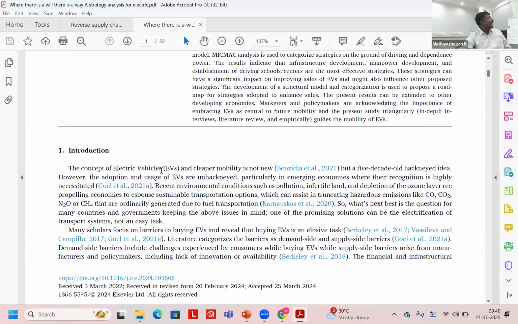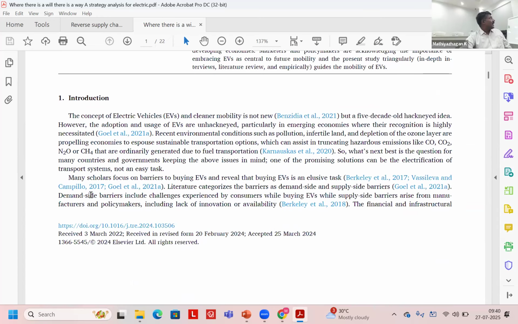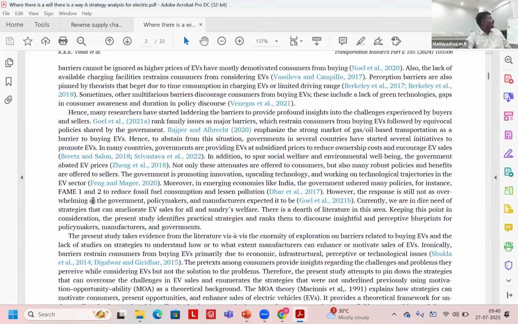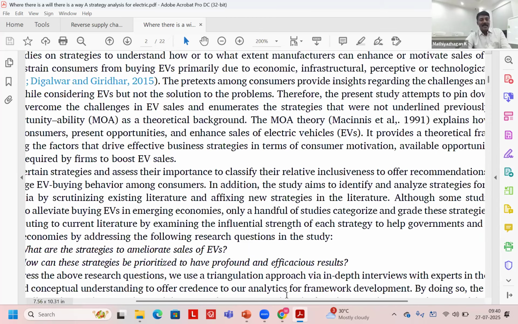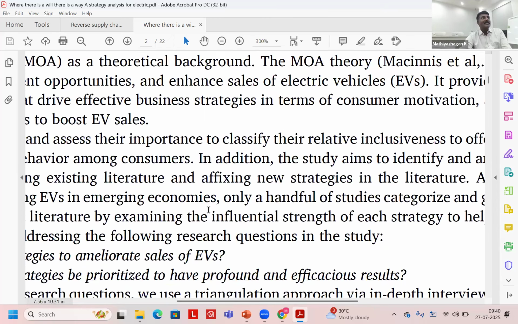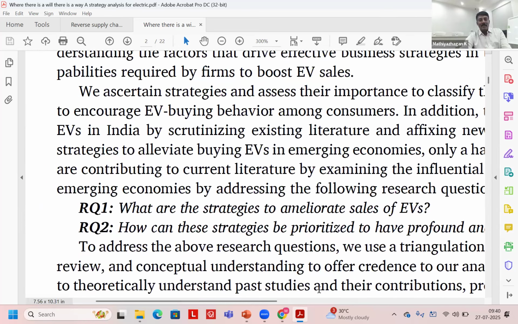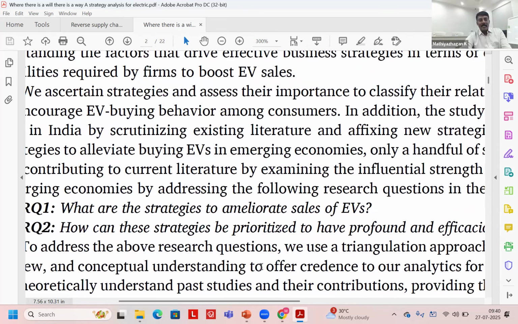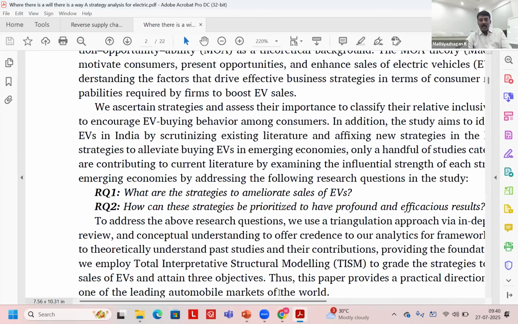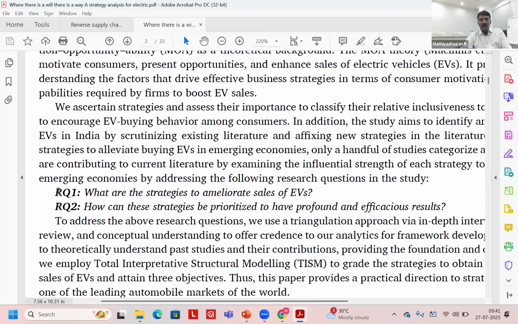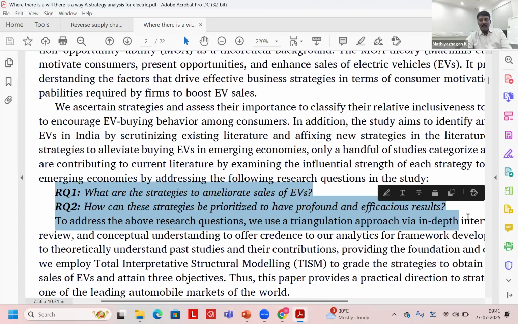Okay, here. Introduction. Good. I'm talking about the good presentation. In the introduction, you will be able to see the specific research question. Right or wrong? How many research questions are there? Two. Please read the research questions. Only these two research questions. What is it?